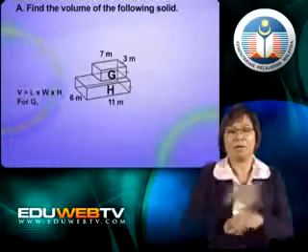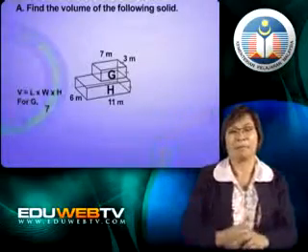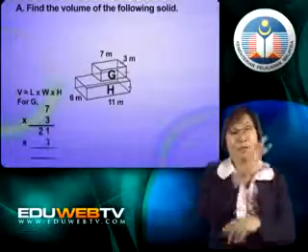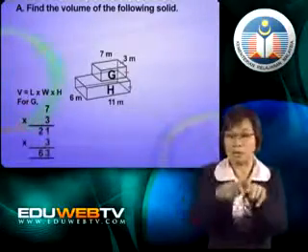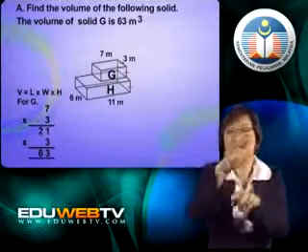Volume G is equal to length multiplied by width multiplied by height. 7 multiplied by 3 equals 21. And 21 multiplied by 3 equals 63. The volume of cuboid G is equal to 63 meters cubed.